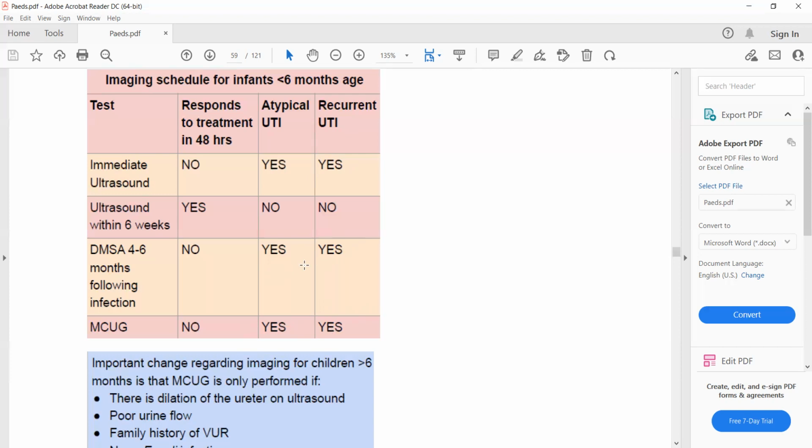So all the three tests need to be done in children who are less than 6 months of age if they have atypical UTI or recurrent UTI: immediate ultrasound, DMSA scan, and MCUG.